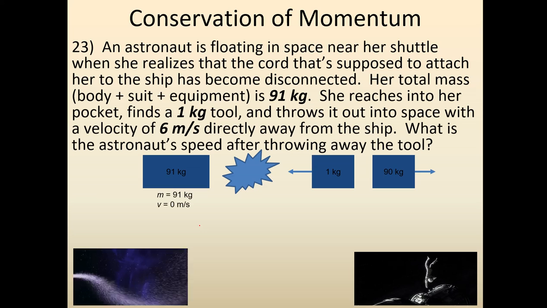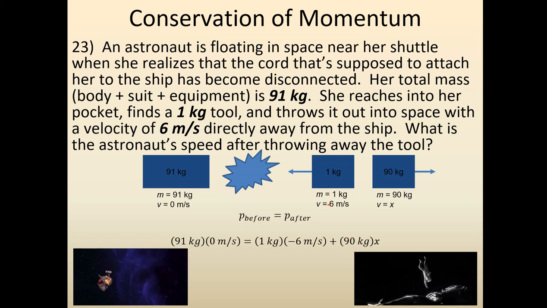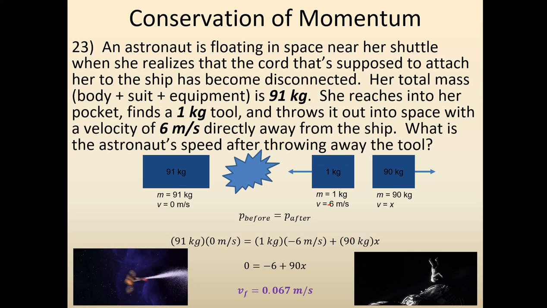So recording the numbers, originally it was 91 and 0. The tool, we're told, goes 6 meters per second. That really should be a negative 6. And then 90 kilograms and x for the person. We're trying to figure out their final speed, so p before equals p after. 91 times 0, 1 times negative 6, and 90 times x. Clean it up a bit, and we end up getting that the final velocity of the person is 0.06 meters per second. This makes sense.